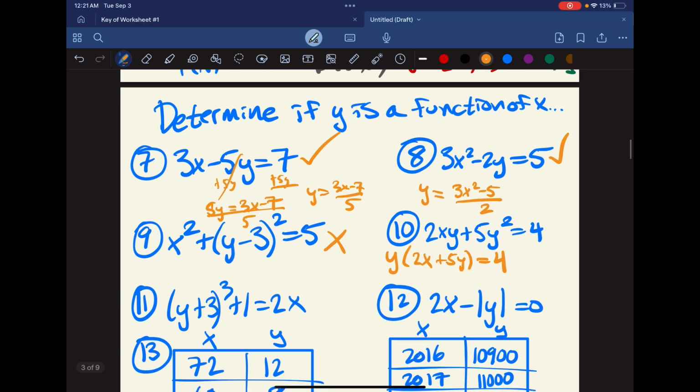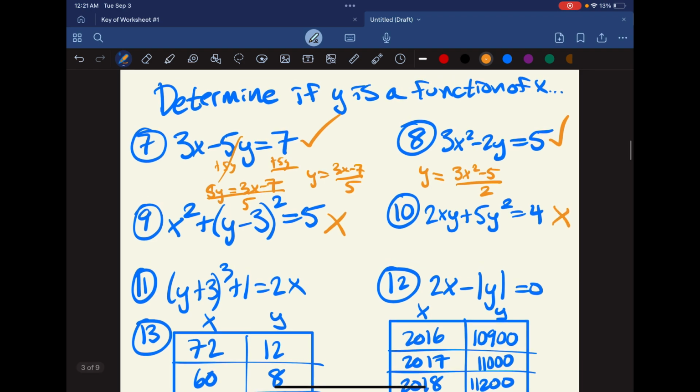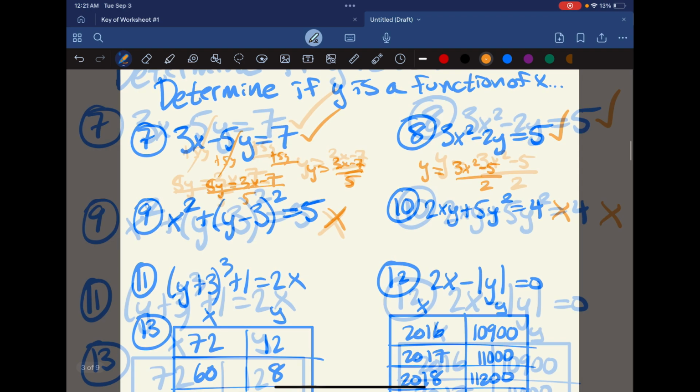Equals 4. And then we could divide both sides by y. But then we've got two different terms here. So this is just, if you've got multiple y's going on, if you've got a squared y term, it's not going to be a function. Y is not going to be a function of it.